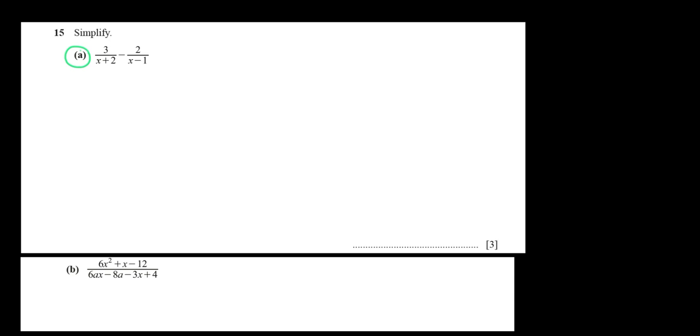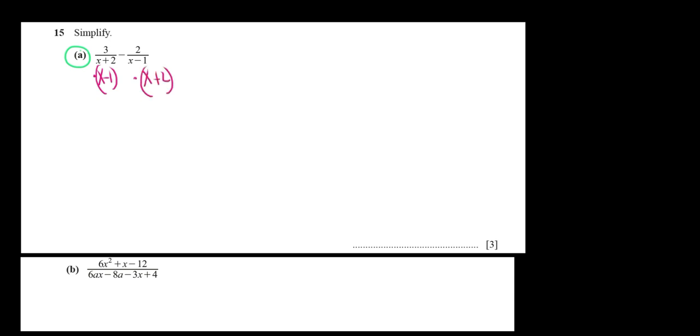It's a fraction, so we still have to apply the same principle, common denominator. x plus 2, x minus 1, we're going to multiply them between themselves. So x plus 2 times x minus 1, I'm going to do that. And then here I'm going to multiply the second fraction by x plus 2.